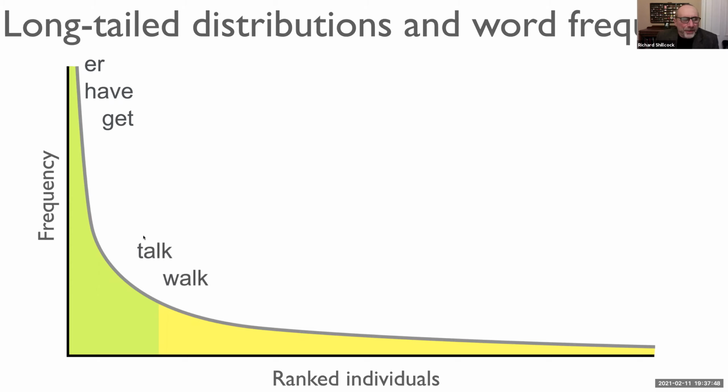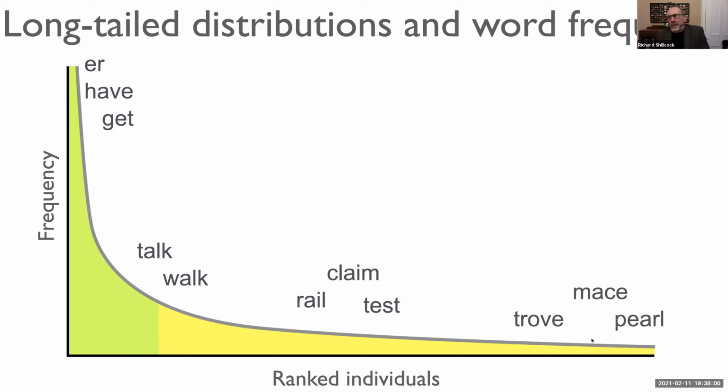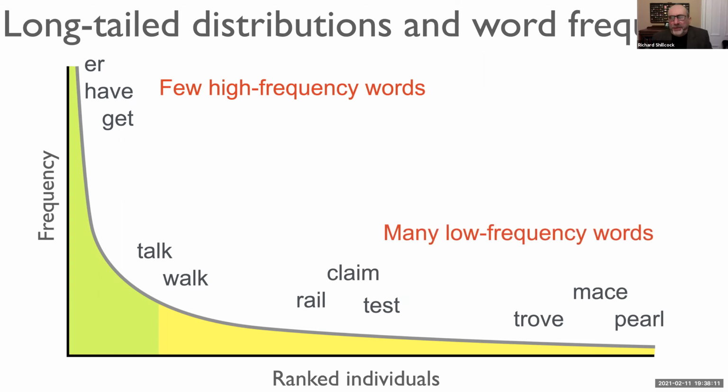If you look at the next most frequent words, they trail off a bit with words like walk and talk, and then the rarer words like rail and test and claim, and then a long tail of really weirder words like mace and trove that you don't really use much. So a few high frequency words at the top of the graph and a long tail of low frequency words. Let's look at what this means for that correlation between the spoken form of a word and the meaning of a word.